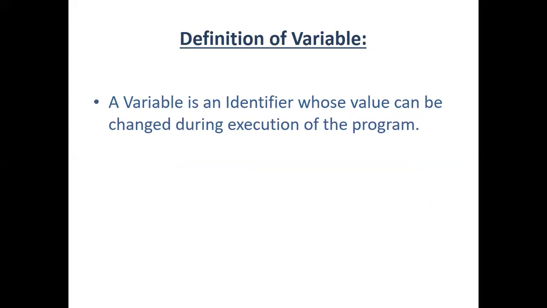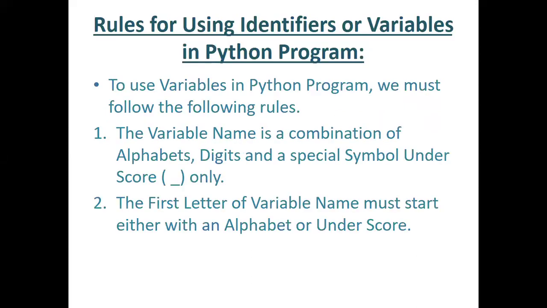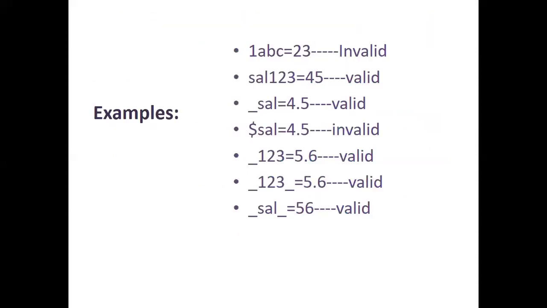Now, a variable is an identifier whose value can be changed during the execution of the program. Rules, as I told you yesterday: the variable name is a combination of alphabets, digits, and the special symbol underscore only. The first letter of a variable should be either an alphabet or an underscore, not a digit. Like if I write 1ABC, it is invalid. sal123 is valid. Underscore is also valid. $sal = 4.5 is invalid. If I write _123, it is valid.